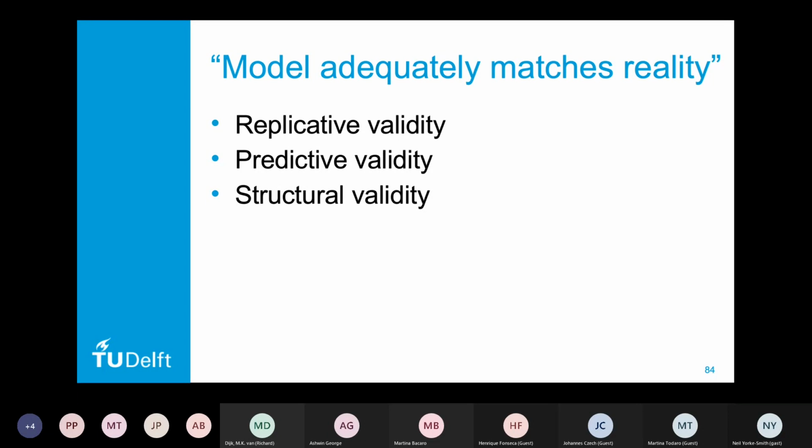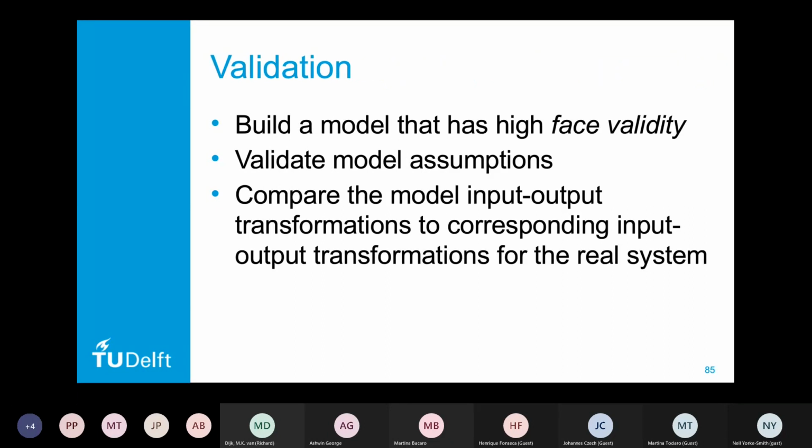So again, it comes back to the model's purpose. If you're not trying to reproduce history, then testing it on reproducing history is the wrong test to do. It just doesn't answer the question of validity. Some things we can usefully do: having a model which, when we look at it, has validity, and validating the assumptions. Again, for both of these, you might bring in experts to do it.